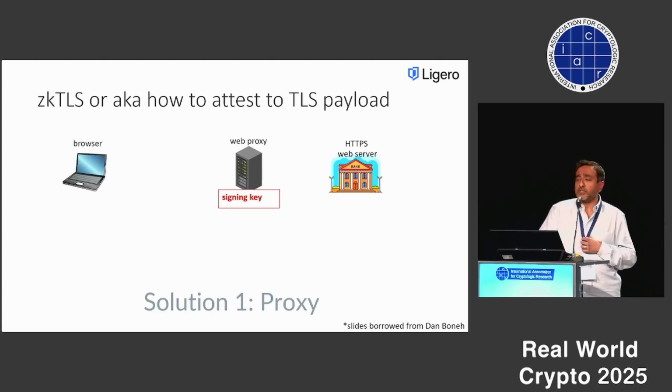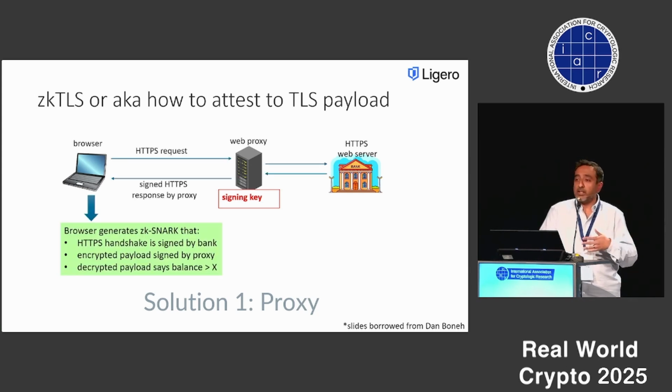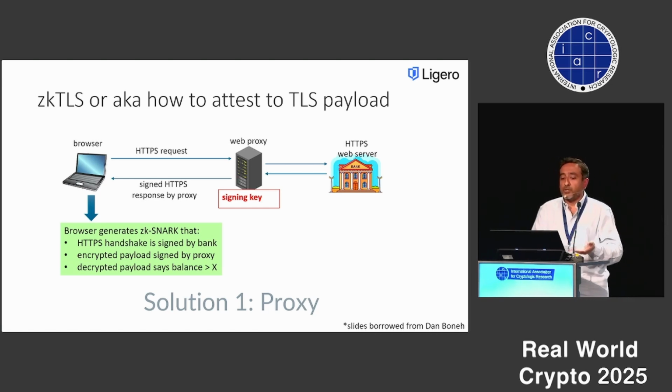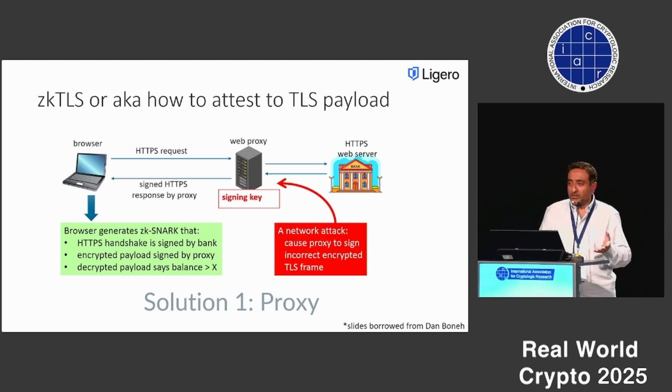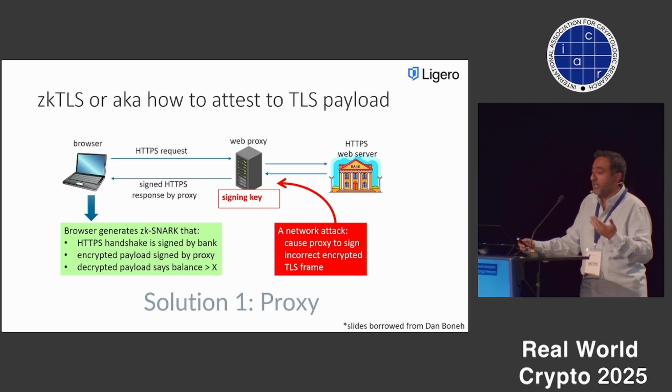So here are two mechanisms in which you can do it. One is using a proxy. You have a person in the middle that is willing to sign all the information. Now a browser can prove that, hey, look, I did do this communication. I have a signature of the handshake, and I have signatures on all the encrypted communication, and then I can show that the decrypted payload is something, for example, that your bank statement has greater than X dollars. But this is not that desirable. There is an easy attack. If this proxy is not looking at anything, I could get fake encrypted messages, incorrect encrypted messages, signed.